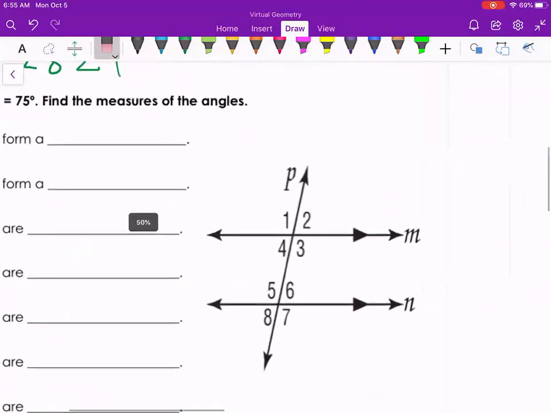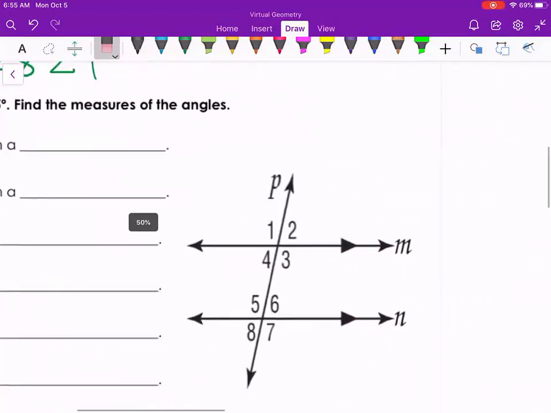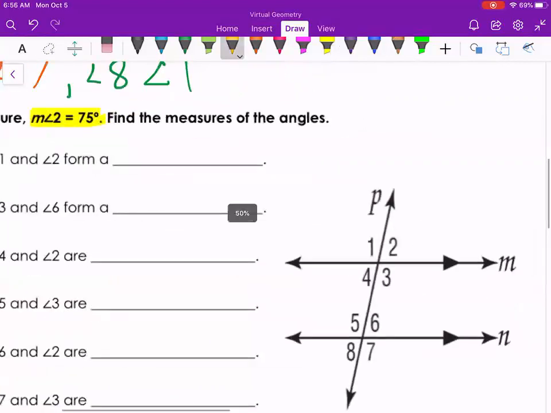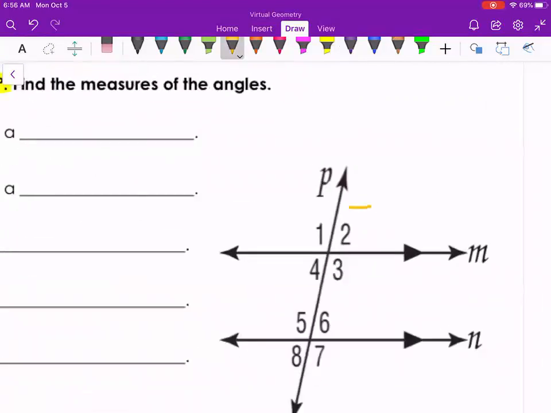All right, so in our picture, it tells us that the measure of angle 2 is 75. Remember that little m stands for measure of. Then we have your angle symbol and 2. So the measure of angle 2 is 75 degrees.